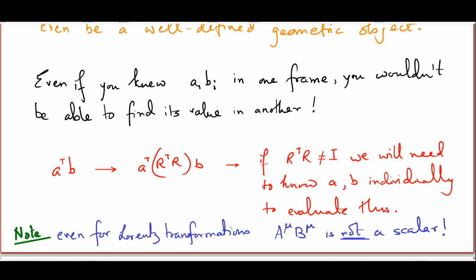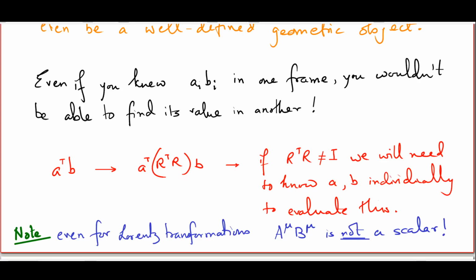Even such a nearly orthogonal transformation as Lorentz transformations have the same problem, if you can call it that. Note that under a Lorentz transformation, the quantity which is invariant is not x0 square plus x1 square plus x2 square plus x3 square. It is actually x0 square minus x1 square minus x2 square minus x3 square. And under Lorentz transformations, quantities like A mu B mu, A0 B0 plus A1 B1 plus A2 B2 plus A3 B3, is not a scalar.